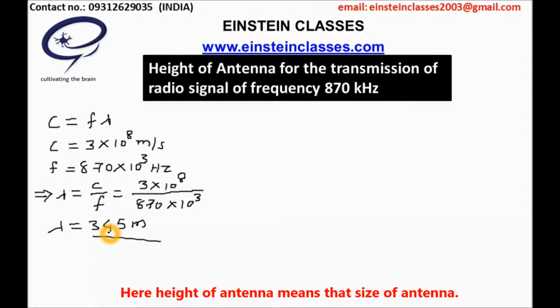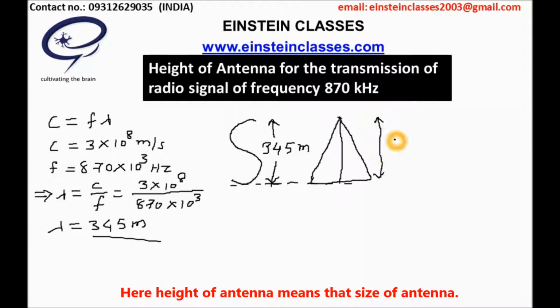The height of the antenna will be 1/4 of this value, right? The wavelength of this radio signal equals 345 meter, that you can see. If the height of the antenna were 345 meter, this height would be really difficult to manage and costly to build. That's why in general we need an antenna of height 1/4 of this value.